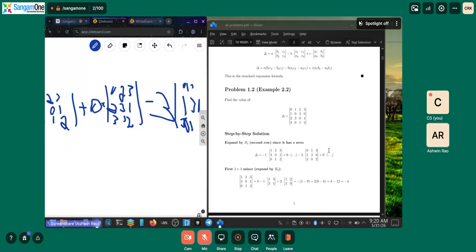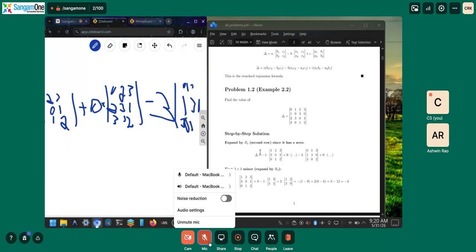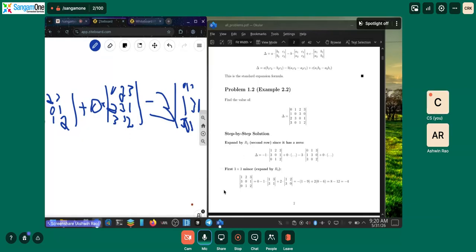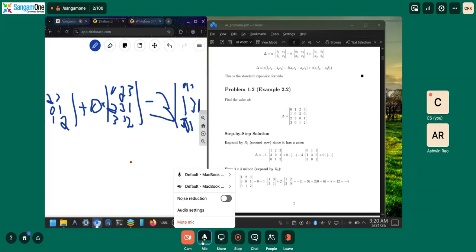Any doubts so far in the expansion and all? No, go ahead. Okay, no doubts. Yeah, go ahead. Go ahead. Yes. Yeah, go ahead, Ashwin.